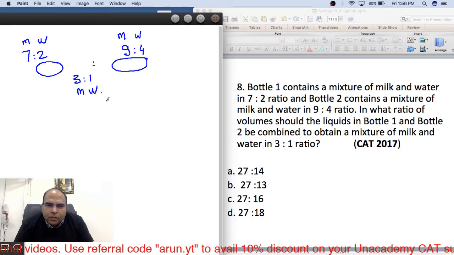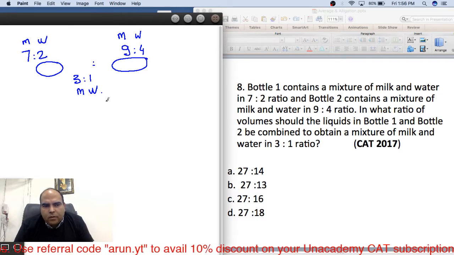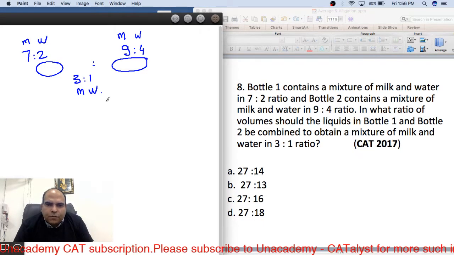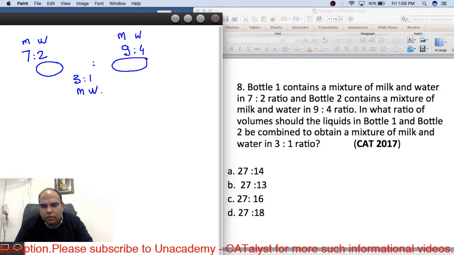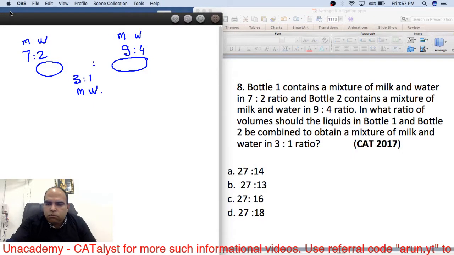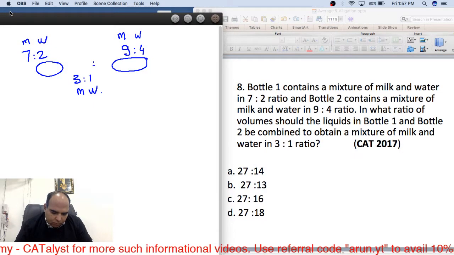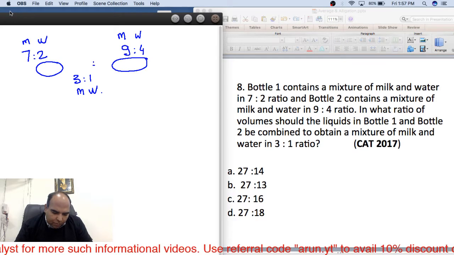So try this question first. I would want you to try this question first on your own, and then I'll come in and discuss this with you. Giving you a couple of minutes to think.